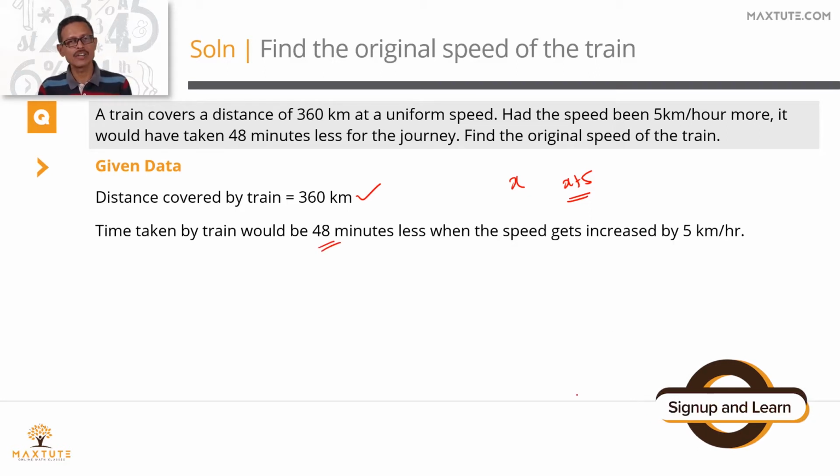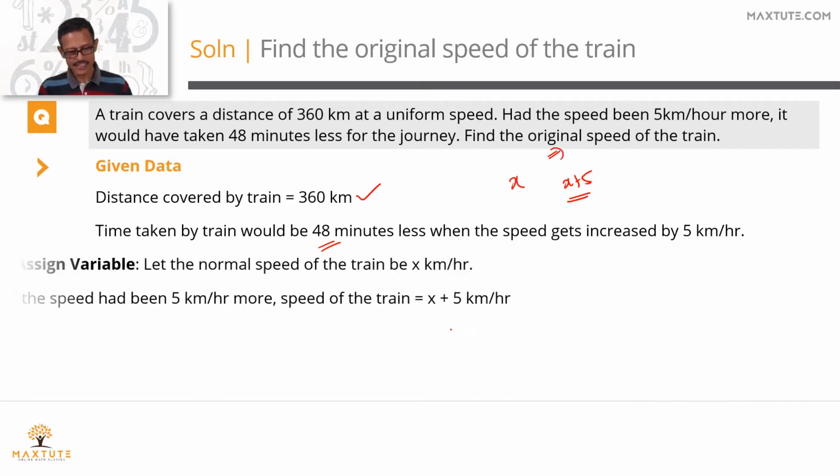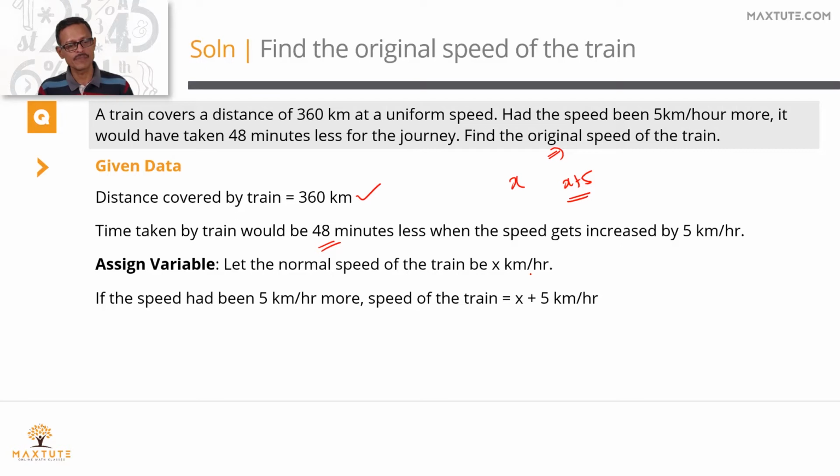As I had done here, I'm going to assign only one variable. The variable that I'm going to assign is the original speed of the train. Let that be equal to x kilometers per hour, normal speed or the original speed. When the speed is increased by 5 kilometers per hour, the increased speed will be equal to x plus 5 kilometers per hour. What is said? Instead of traveling at this speed, if the train increases its speed to this, the time taken is going to be lesser by 48 minutes.